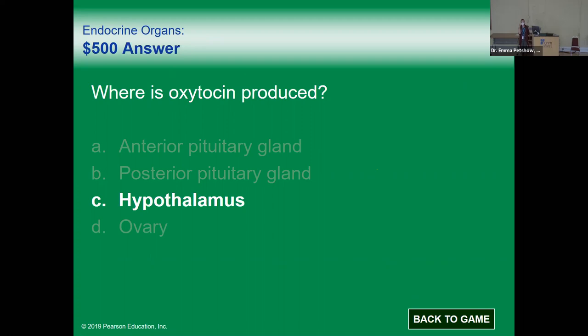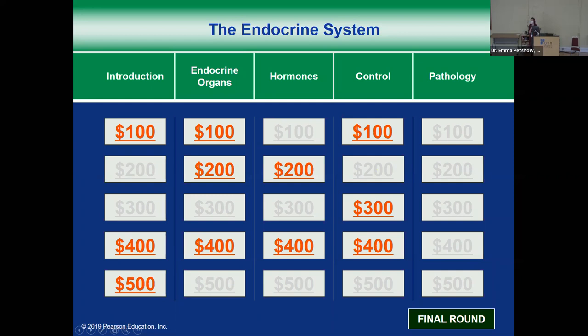Oxytocin and ADH are produced, sorry, not secreted, they're produced in the hypothalamus. Then they're transferred and held in the posterior pituitary where they're secreted from. I stumped myself with my own question. So, yes, it's produced in the hypothalamus. It's secreted from the posterior pituitary. You'll never forget it now. I clearly will. Okay, which one's next?